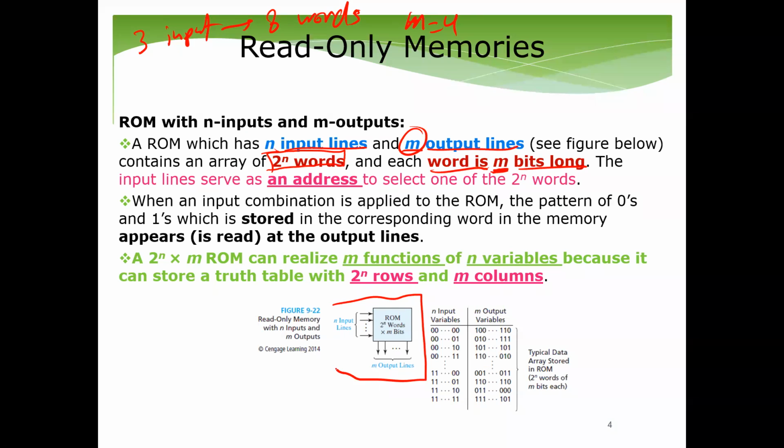In general, you have n input lines, you have 2 to the n words, and you have m output lines, meaning each word is m bits. We can use a ROM to implement m functions. So a 2 to the n by m ROM can realize m functions. Each function has to be a function of n variables. So you can just store the truth table inside your ROM.